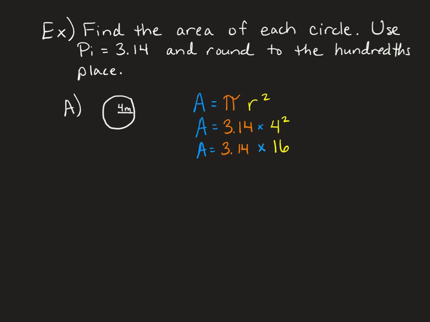And then last, we just multiply. 3.14 times 16 is 50.24. And we do need to note that this unit of measurement is an area, so it's meters squared. Area is always measured in square units.